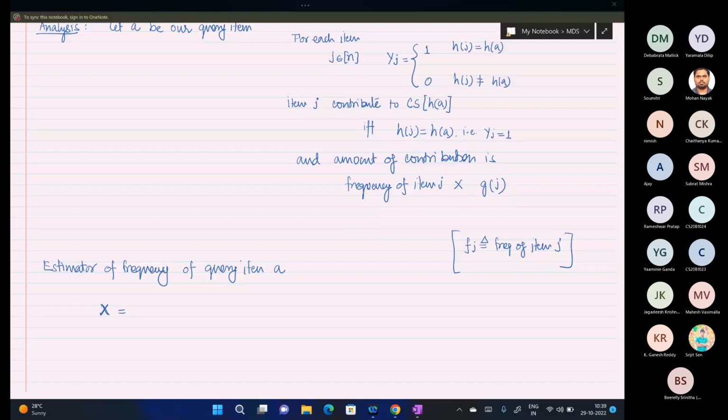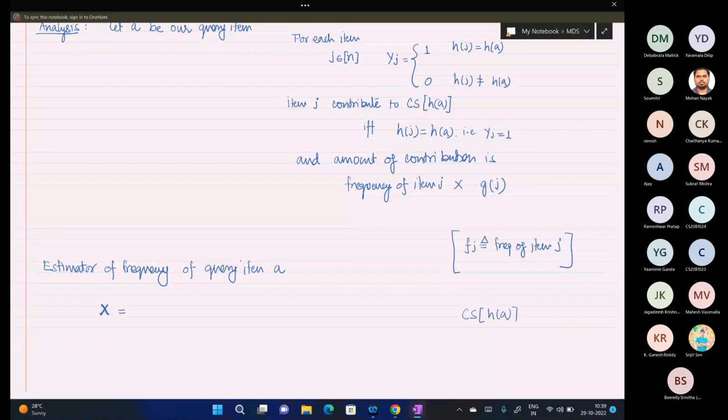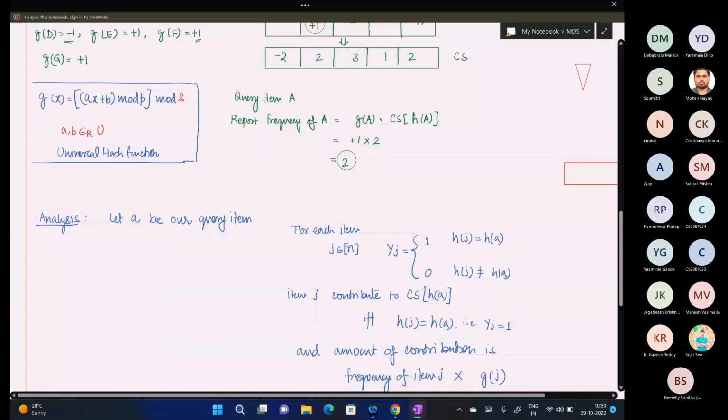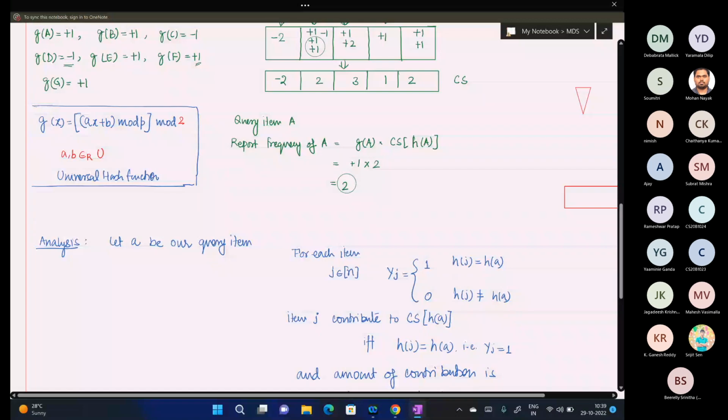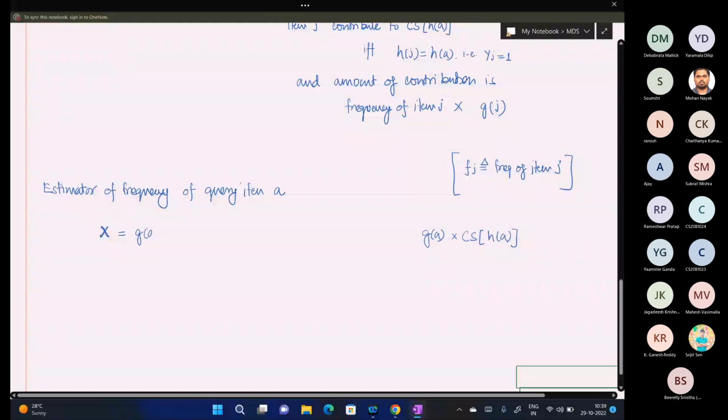So essentially it is CS of h of a into g of a. Basically we'll see in which bucket a has been mapped, take out its entry, and multiply it by g of a. So this is what we did over here, right? We report the frequency of a as g of a into CS of h of a. This is g of a, but now how do we write this term mathematically?